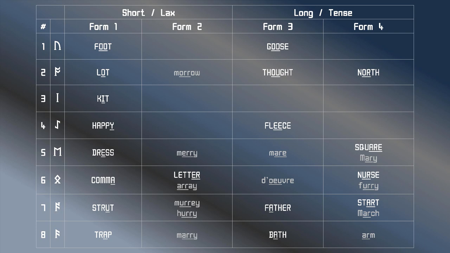Consequently, a word like array, which uses the comma vowel followed by er, would also be a form 2 vowel. That places it in the same position as the letter vowel. Notice how it is also written with a double R. On the other hand, with the exception of the word furry, all of the words in form 4 are written with a single R. Whenever R occurs after the trap vowel, almost all English speakers will include a syllable break in all words. However, a few may distinguish words such as arm.